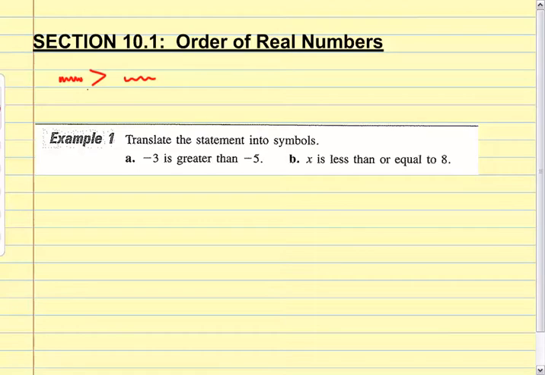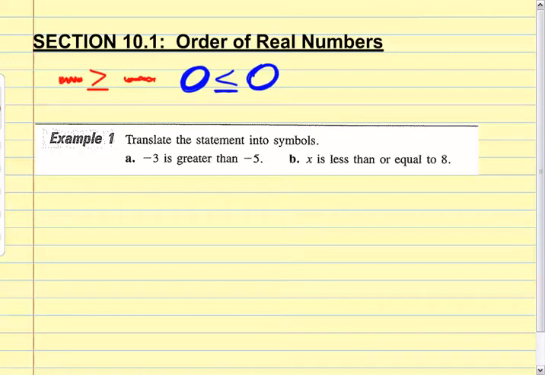We can also add a line under this, meaning that this side over here can be greater than or equal to this side over here. We also have the less than symbol because this side over here is less than this side to the right. We can add a little line under there, meaning that this side over here can be less than or equal to this.